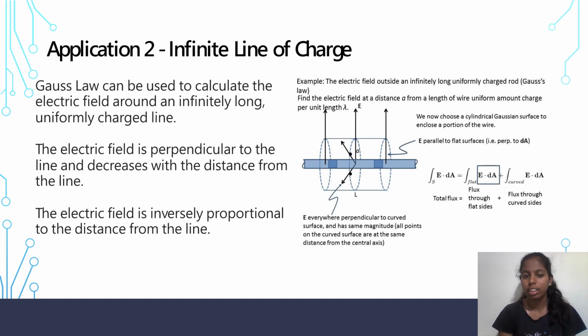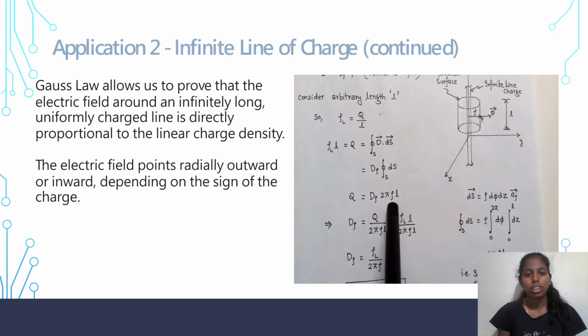Because the electric field is inversely proportional to the distance from the line. The electric field is perpendicular to the line and decreases with the distance from the line. Gauss law allows us to prove that the electric field around an infinitely long, uniformly charged line is directly proportional to the linear charge density. The electric field points radially outward or inward depending on the sign of the charge. The electric field may be outward or inward depending on whether the charge is positive or negative.